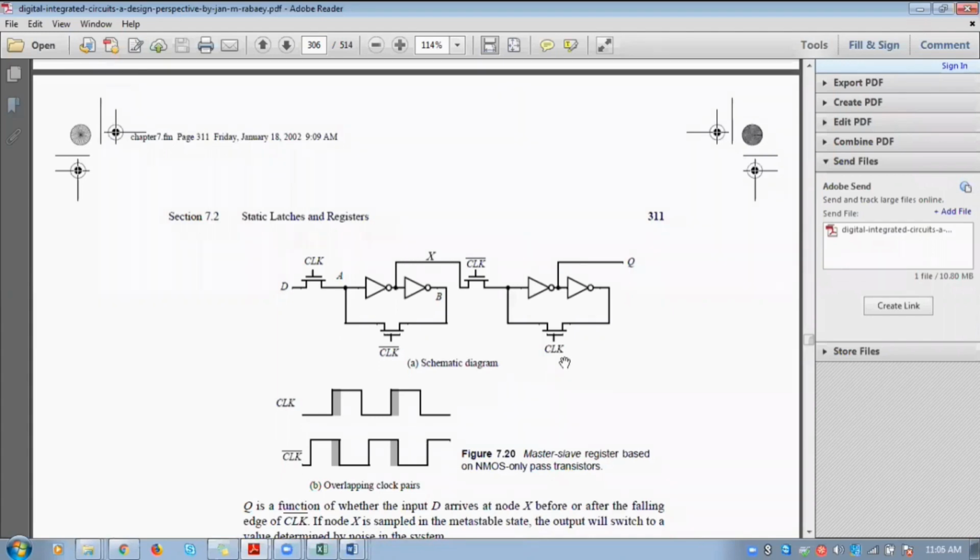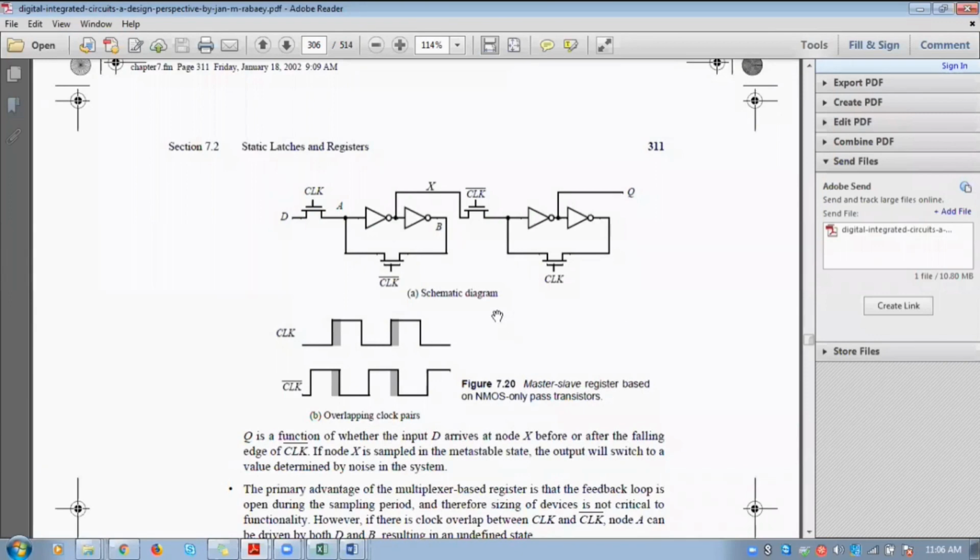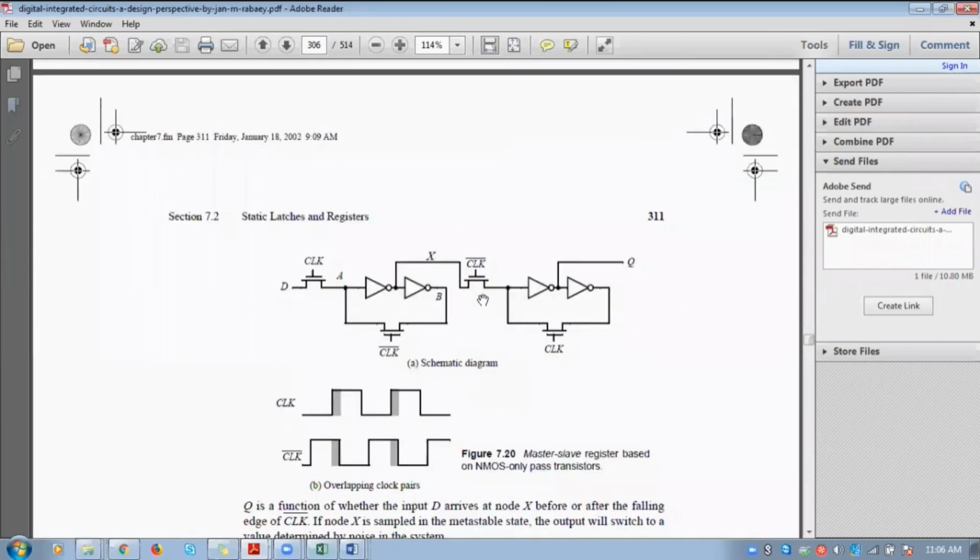Since when I am applying clock equal to 1, at that time only the D is going to come out at the output. So, as we have seen yesterday, based on the slave mode only, we are going to mention whether it is a positive register or a negative register. Yesterday, while doing the discussion, we assumed that the clock and clock bar are non-overlapping clocks.